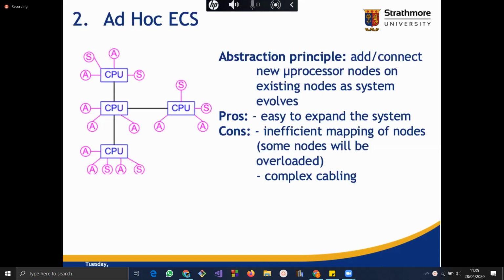The problem is the mapping or overloading. Some CPUs will be overloaded. For example, you might extend one node with maybe 10 other nodes, so that node will be overloaded, and maybe you extend another node with only one or two nodes, so that node will not be overloaded. Then the cabling is a little bit complex, because anytime you're expanding, you have to keep track of how you're expanding your network and everything. So it becomes a little bit difficult.